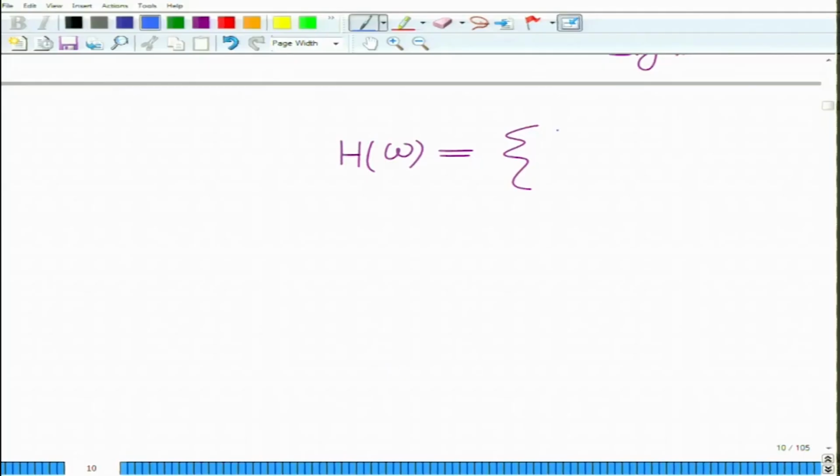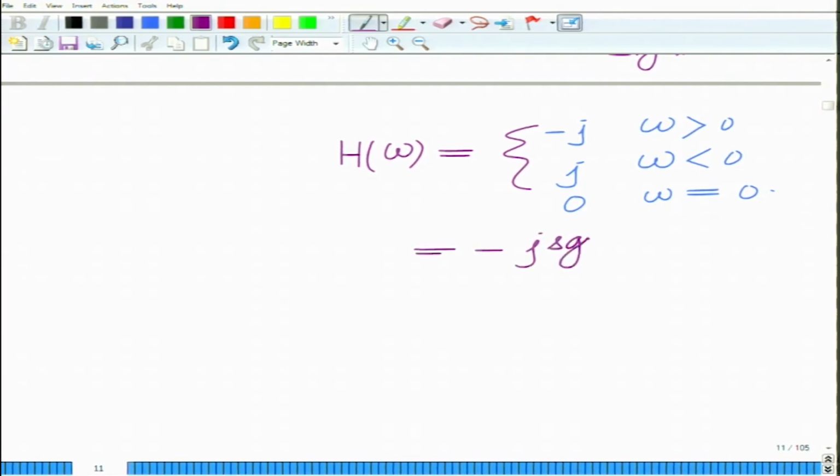So, H of omega equals minus j for omega greater than 0, and j for omega less than 0. At 0 you can set it equal to 0, although we do not explicitly mention it. Therefore, you can write this as equal to minus j sgn of omega. So, this is basically your frequency response. Now, we will use the principle of duality.